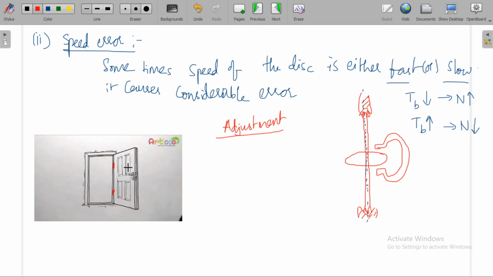Okay, now if you apply some force at the hinge, it is far more difficult to open or close the door. It is far more difficult to move the door if you apply force at the hinge of the door.